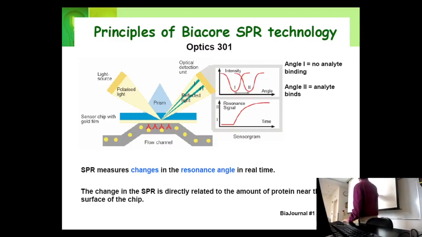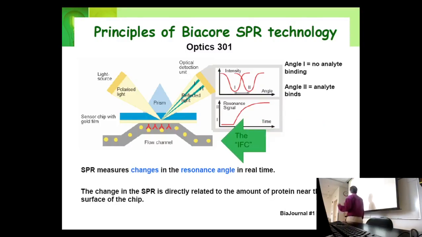But realize that this happens in real time. You don't have to label either protein. You just have to attach one of the proteins to a chip, so it's minimally invasive in chemical terms. And the change in resonance signal is directly proportional to the amount of protein bound. That means you can figure out what's going to be bound.